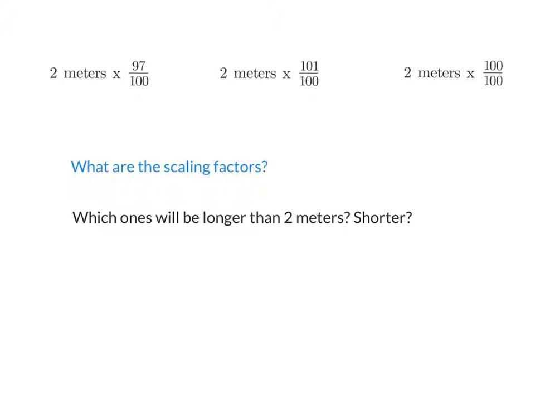As you remember from yesterday, scaling factors are the ones that are changing the size of the other factors. You can see in all three examples, we're starting with 2 meters, but we're going to change the size. The first scaling factor is 97/100ths. The second scaling factor is 101/100ths. And the third scaling factor is 100 over 100.